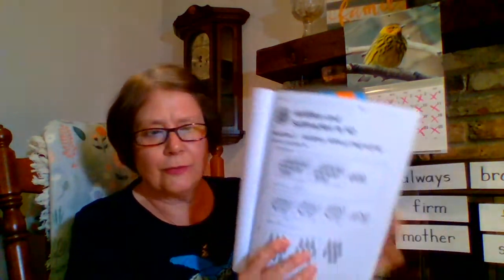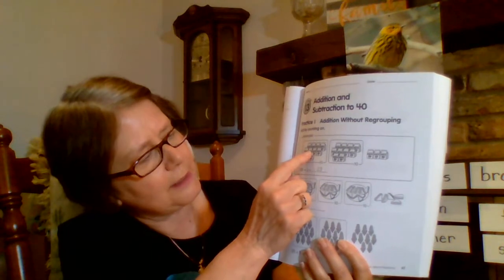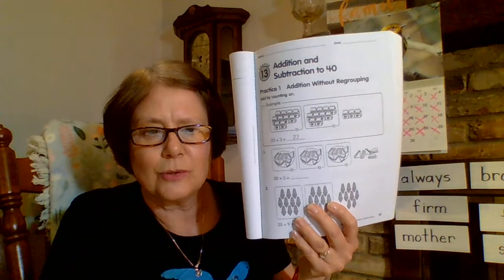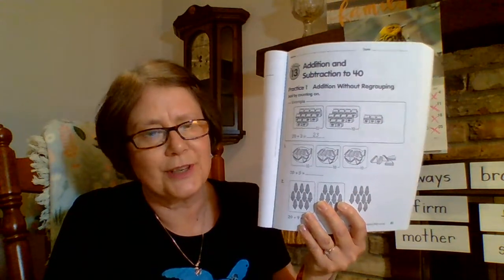Our math lesson today is starting a new chapter, chapter 13, adding and subtracting to 40. Now the first page is actually taking objects and adding them together and making a math sentence to tell how many. Here we're circling two groups of 10. So 10 and 10 more. You do that by skip counting. 10, 20, and then there's 3 on the outside, so you say 21, 22, 23.